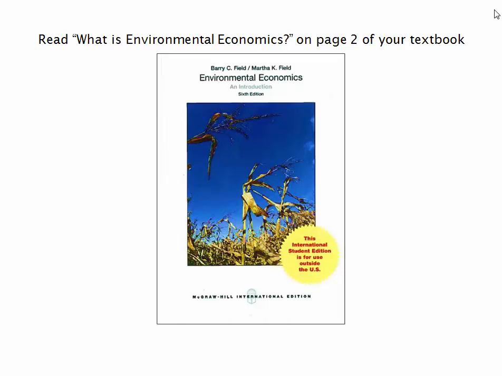Every time you see a picture of your textbook, please first read the part as indicated and then continue with the rest of your learning unit. Now, read "What is environmental economics" on page 2 of your textbook.